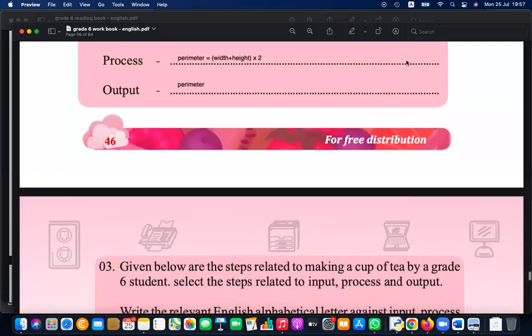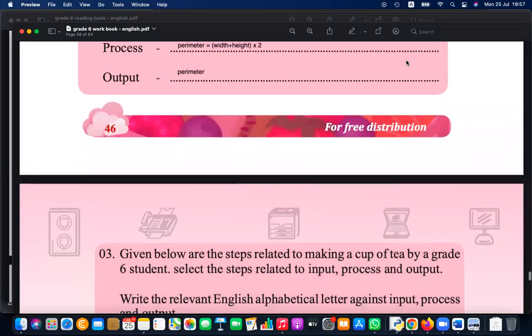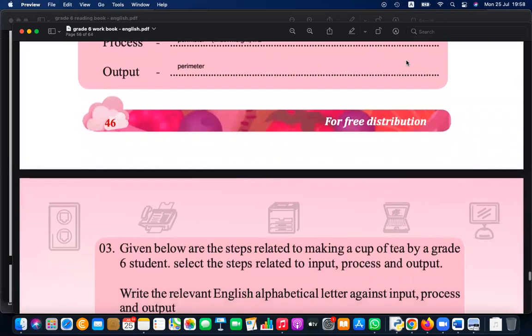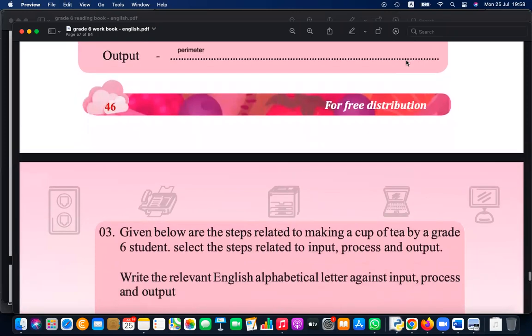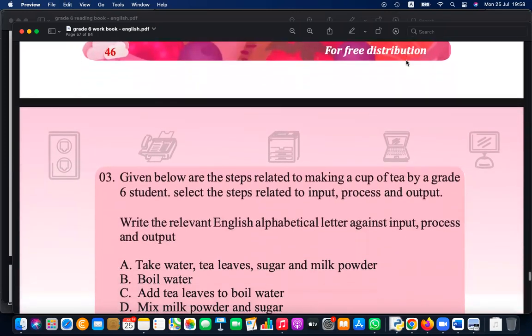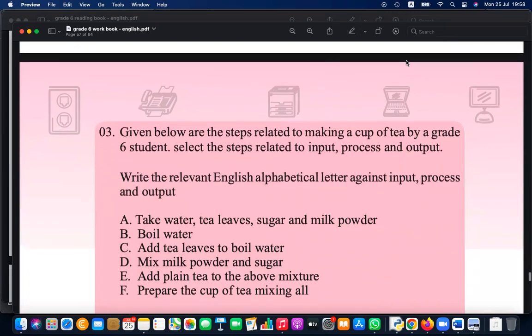Question number 3. Given below are the steps related to making a cup of tea by grade 6 students. I hope you have done this. You have to identify what are the inputs, outputs, and processes. A: take water, tea leaves, sugar, and milk powder. Is it input, output, or process? Input. Boil water?